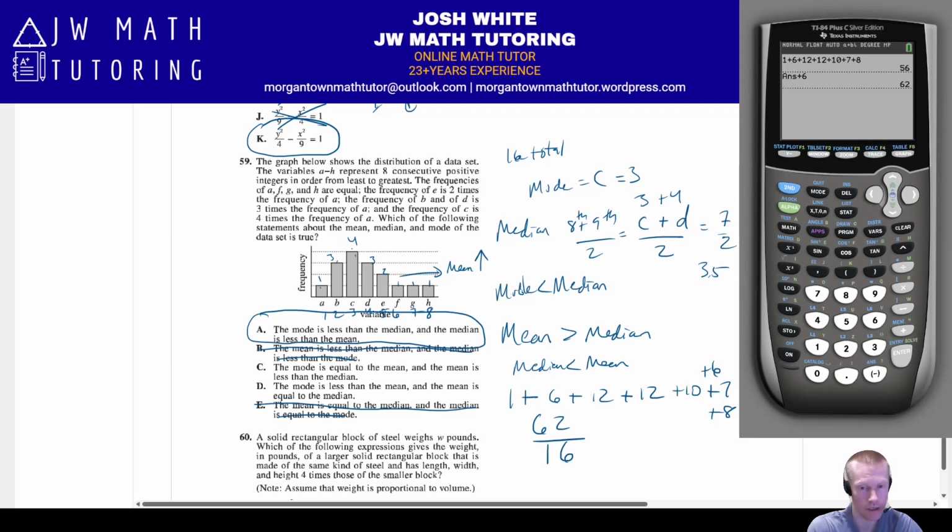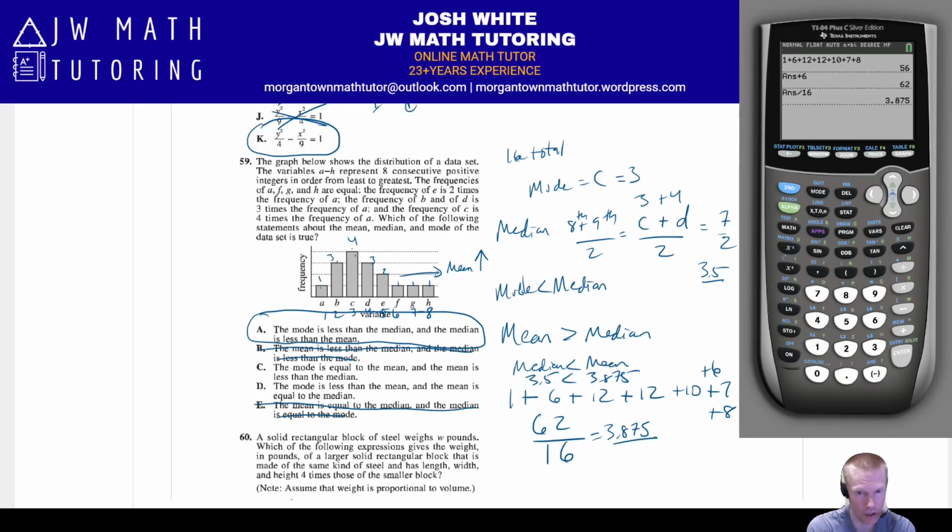We divide that by the number of values, which is 16. And let's see what we get for the mean. We get 3.875. All right, so notice the mean is greater than the median, which is 3.5. Or another way to think of it is the median, 3.5, is less than the mean, 3.875. Therefore, the answer has to be A.